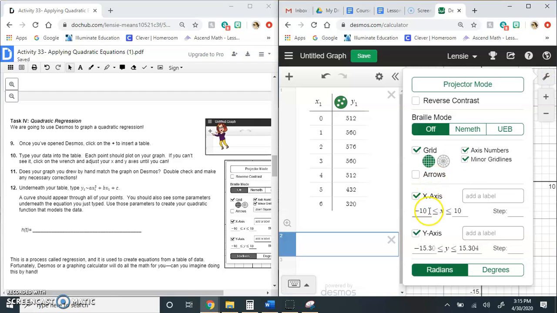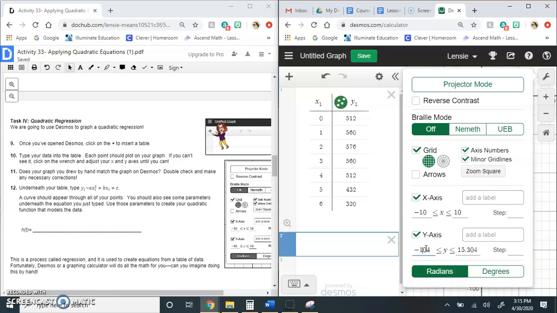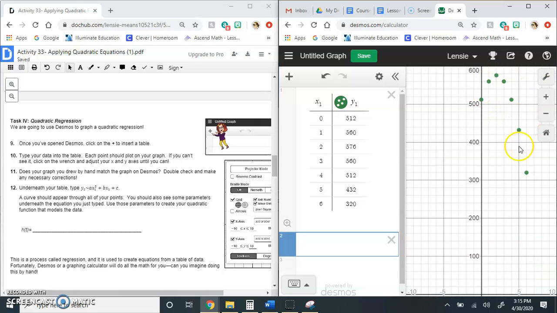So let's see, I do want to include, I'll leave that there just to see. And then let's go 600 just to give us that good perspective. Okay, there we go. So now we can see it. Those points are graphed fairly efficiently for us to be able to see that pattern even. All right, so does the graph you drew by hand match the graph on the Desmos? Pretty darn close.